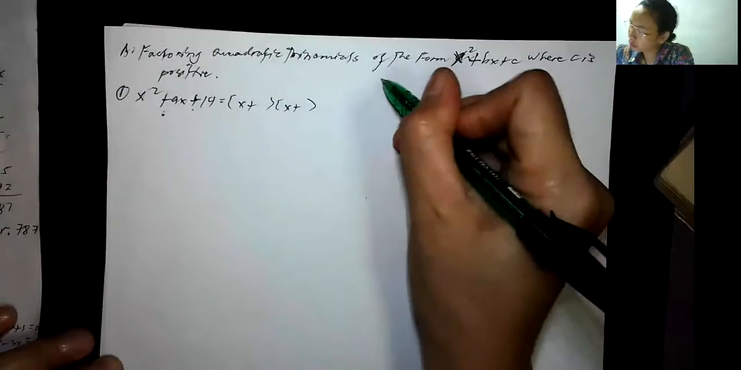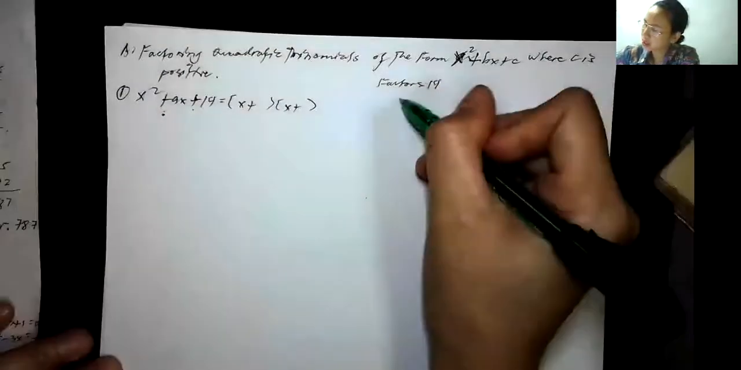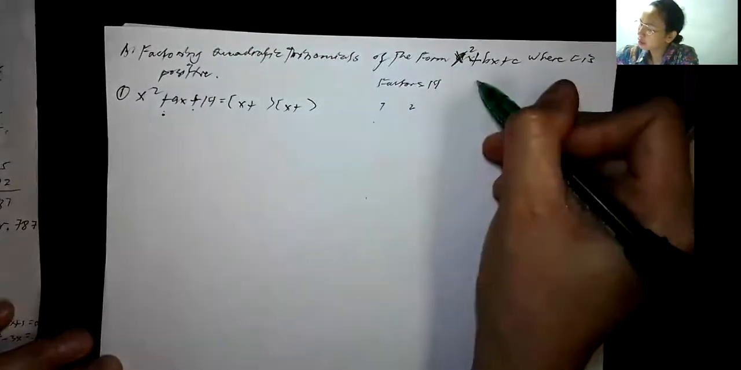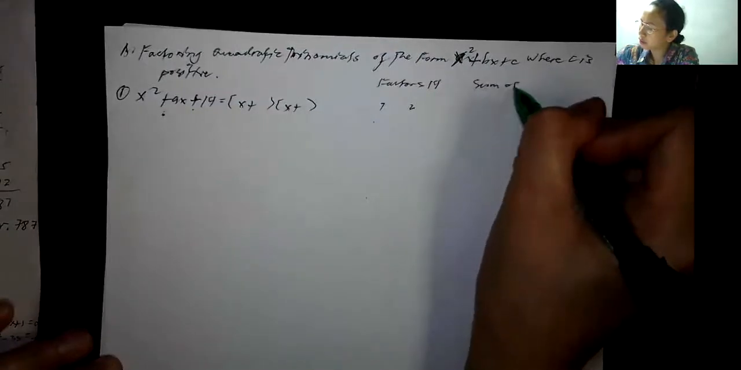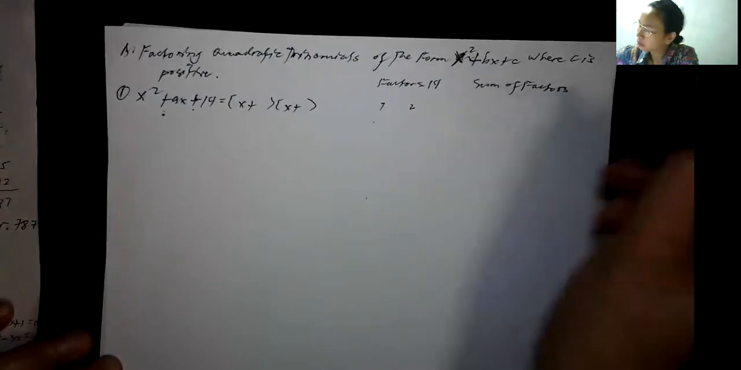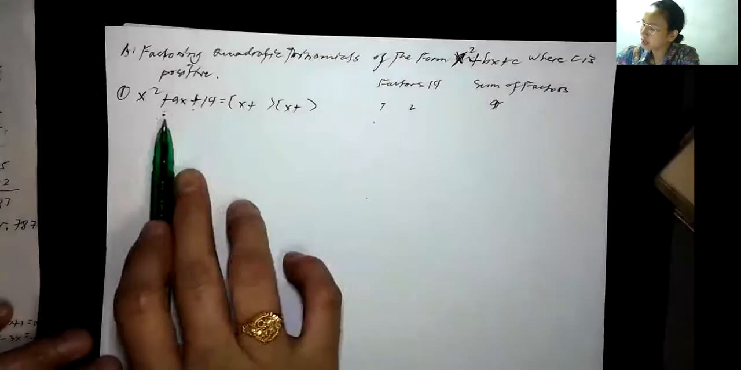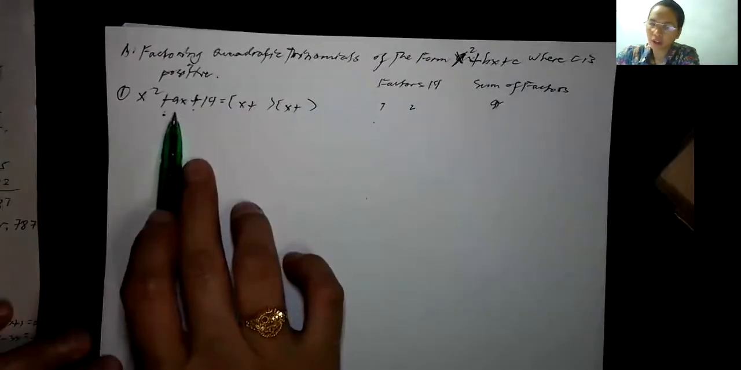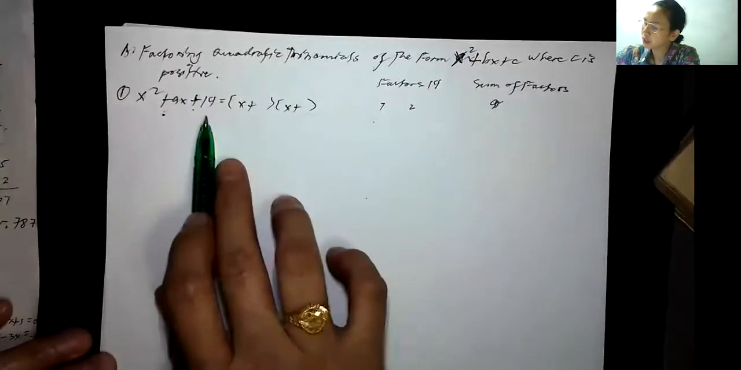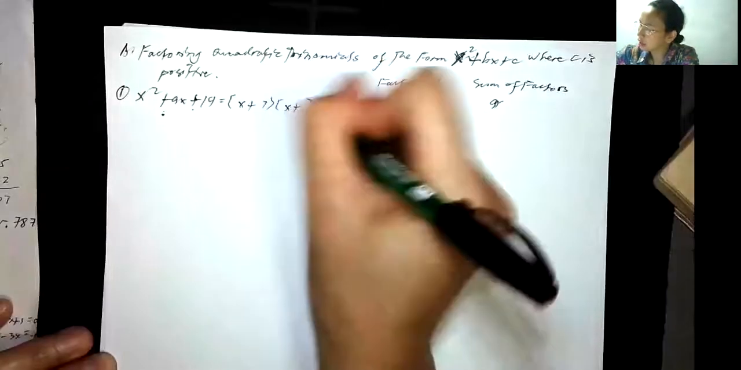So what are the factors of 14? So this is 7 and 2. So let us try for the sum of factors. So what is the sum of the factors? So 7 plus 2, that is 9. So 9 here is correct for the middle term. So 7 and 2 is the possible factors for 14 that gives us a sum of 9. So we have here 7 and 2.